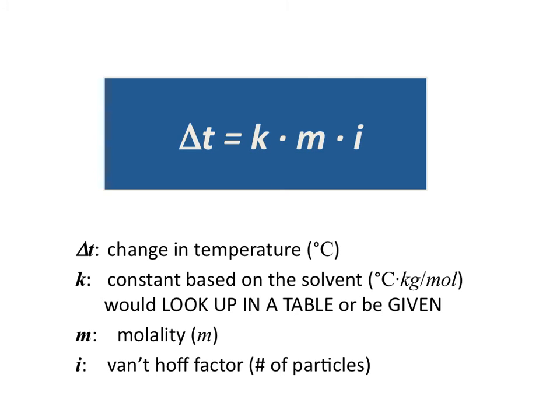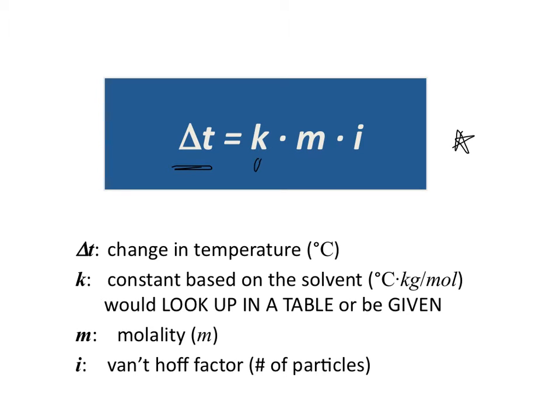So the equation that we utilize in order to figure out how much of a change is going to occur is the one that we see right here. Okay, so this delta T represents the change in temperature. It does not represent the new boiling point or the new freezing point. It just represents the amount of change that's going to occur.